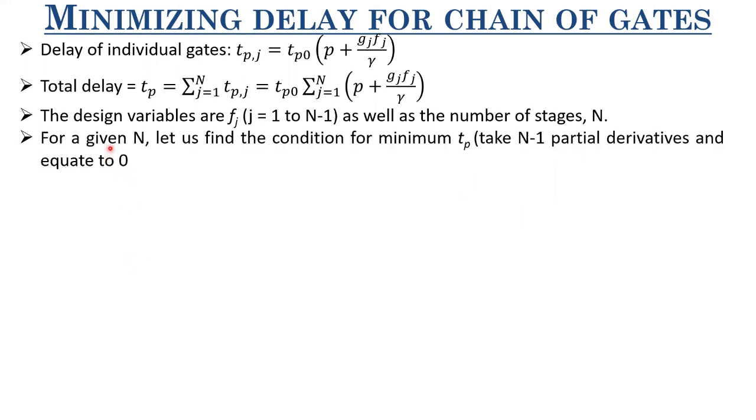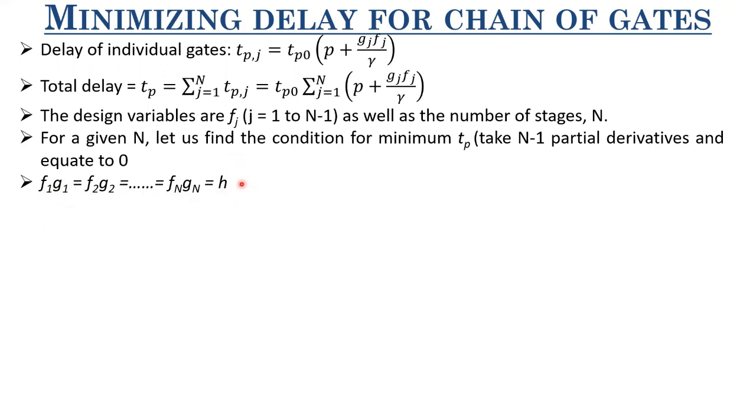So here, for a given value of n, we'll first find the condition for minimum TP, that is, we'll take n minus 1 partial derivatives and equate them to 0. Once we did that for inverters, we found that the fan out of each stage should be the same. Here we get as a conclusion that this gate effort H, that is GJ into FJ, will be the same for each stage. So F1G1 equals F2G2 equals FNGN, and that equals H, where H is the optimal gate effort.